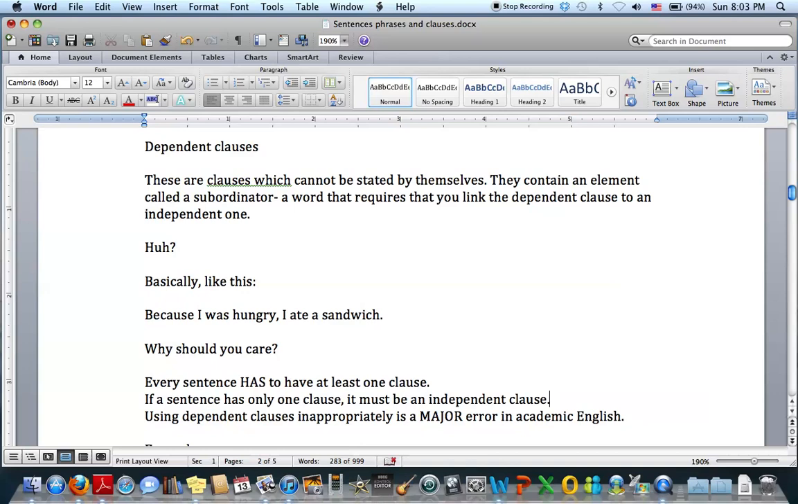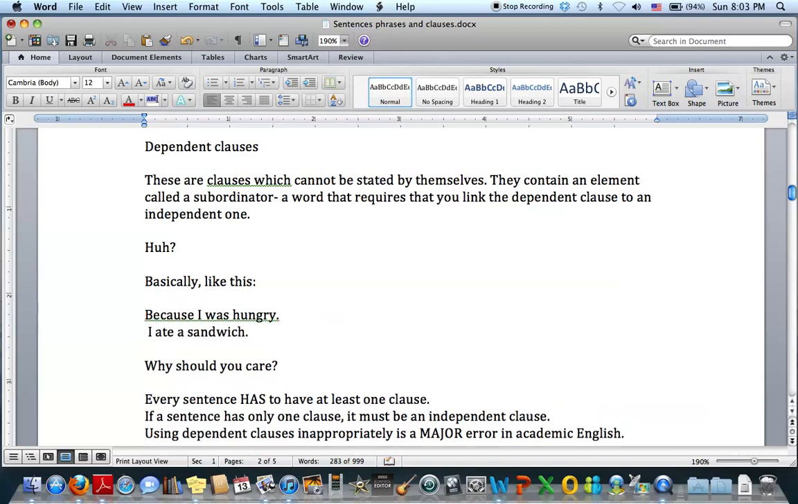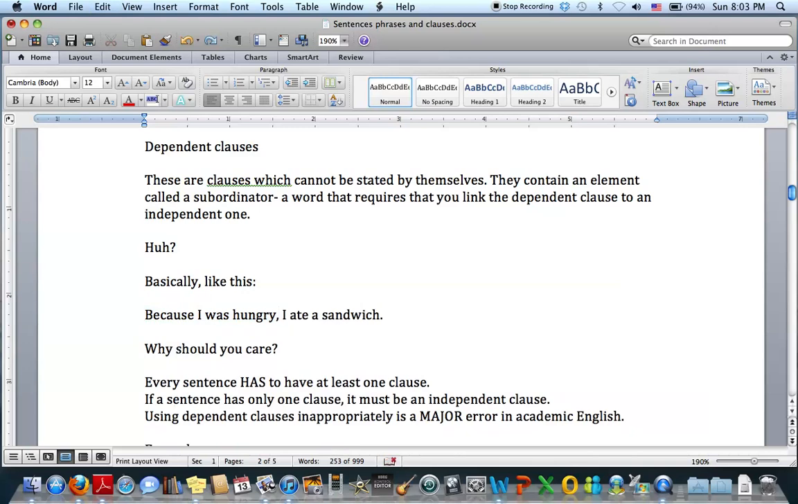You can't write a sentence that looks like this. "Because I was hungry." That does not work. Even Microsoft can figure that out. "Because I was hungry." Sorry. So that's a very important thing to pay attention to. You need to be identifying your dependent versus independent clauses. Okay. And as I said, using dependent clauses inappropriately is a major error in academic English. That's what I was just talking about. It's one of those things that upsets your teachers that fast.